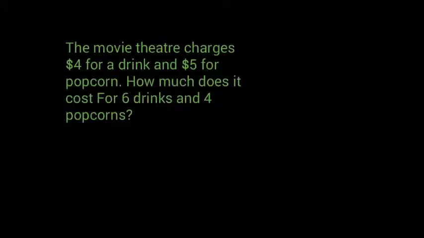Alright, one more problem, a word problem. So the movie theater charges $4 for a drink and $5 for popcorn. How much does it cost for 6 drinks and 4 popcorns? So we want 6 drinks at $4 a piece, so that would be 6 times 4, plus 4 popcorns at $5 a piece, so that would be 4 times 5.